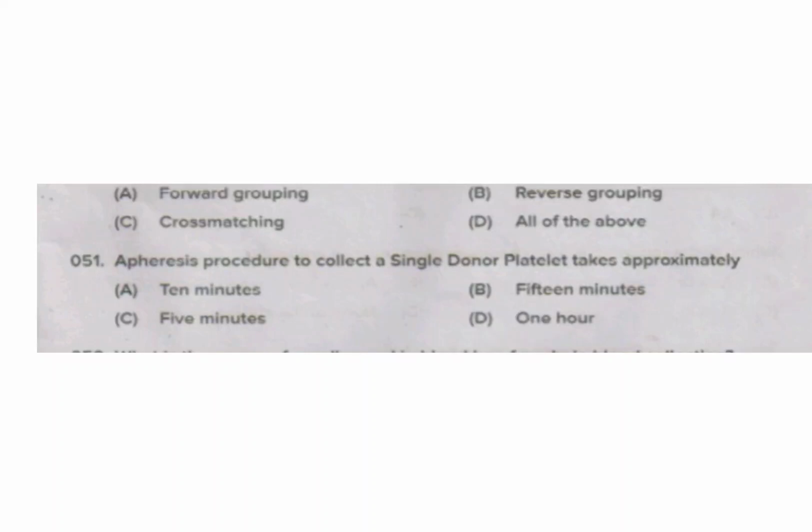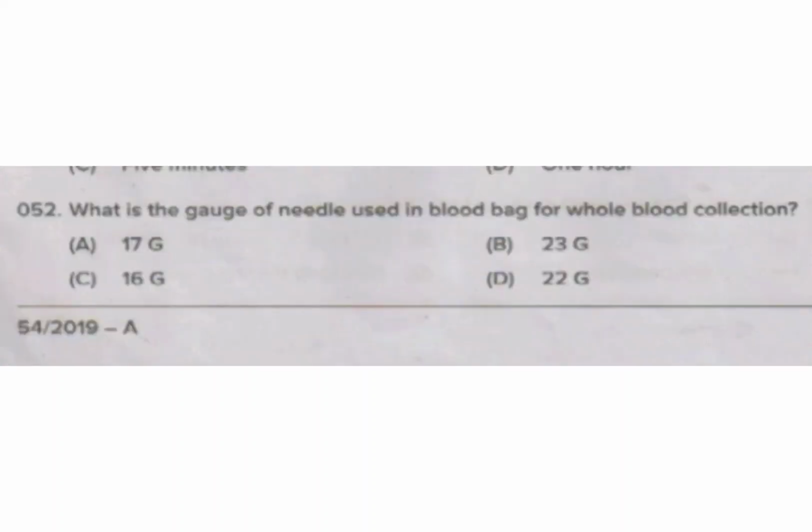Next question. What is the gauge of needle used in blood bag for whole blood collection? Four options are there. Option A, 17 gauge. Option B, 23 gauge. Option C, 16 gauge. Option D, 22 gauge. The answer is option C, 16 gauge.